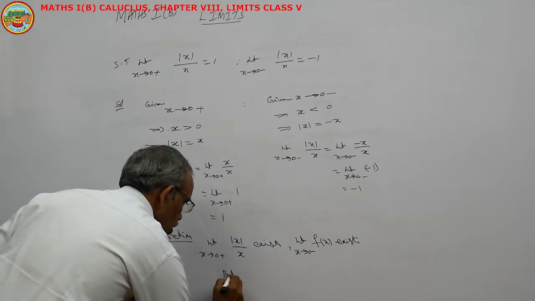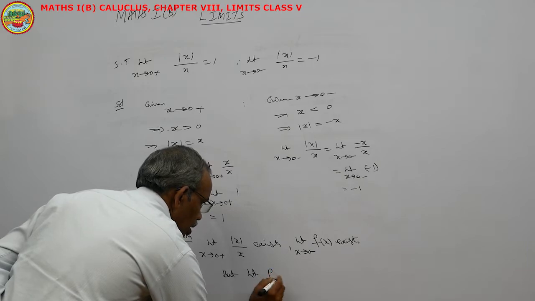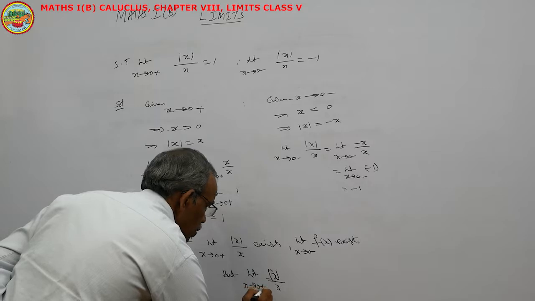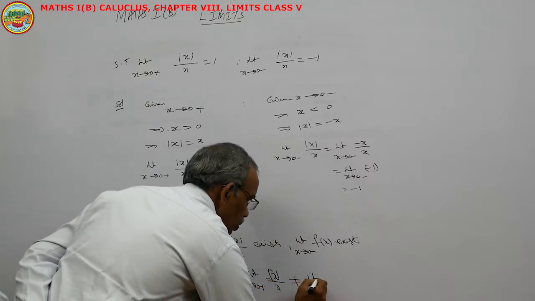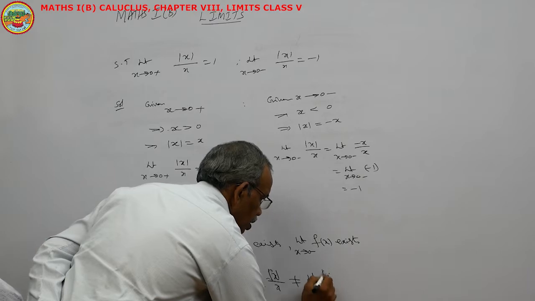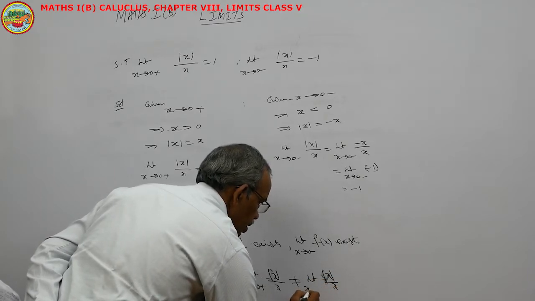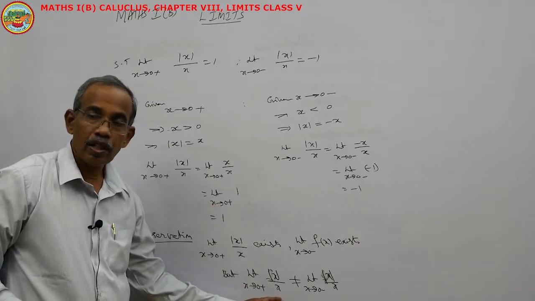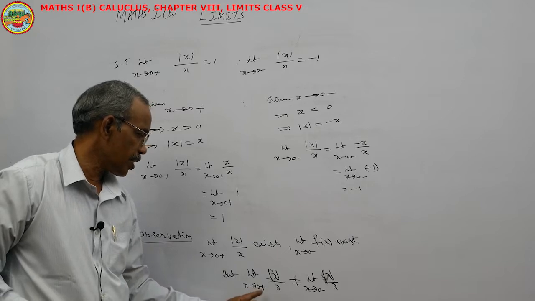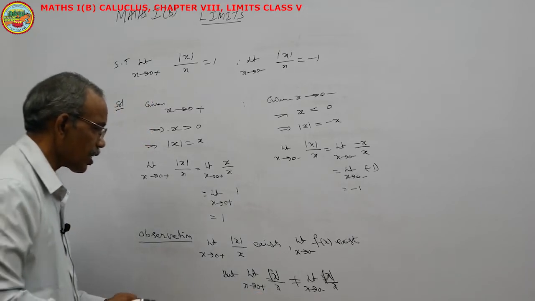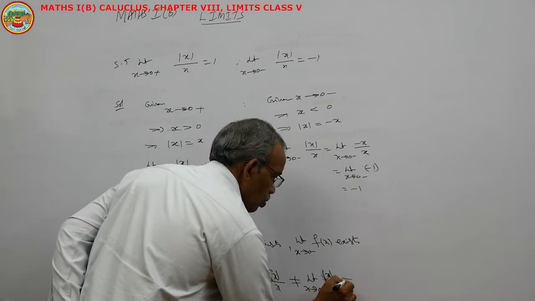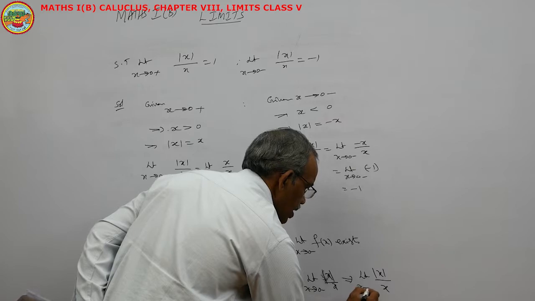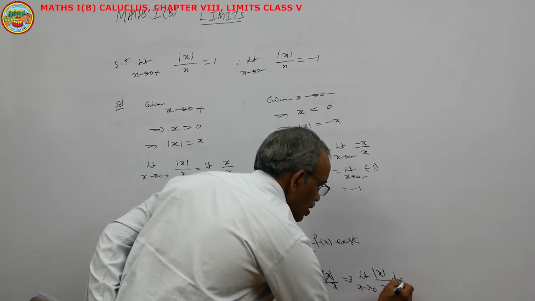But limit of modulus x by x as x tends to 0 plus is not equal to limit of modulus x by x as x tends to 0 minus. These two limits are not equal. Right hand limit and left hand limit at x equal to 0 are not equal. That implies we say that limit of modulus x by x as x tends to 0 does not exist.